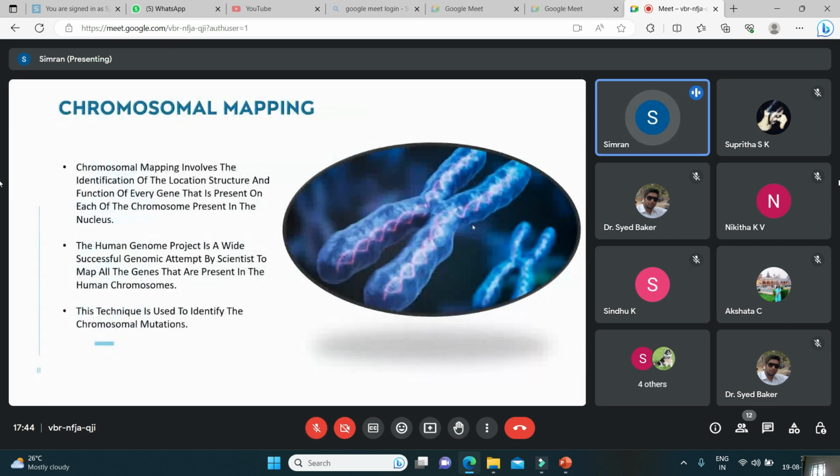Chromosomal mapping. Chromosomal mapping involves the identification of the location, structure, and function of every gene that is present on each of the chromosomes present in the nucleus. By using chromosomal mapping, the Human Genome Project is a widely successful genomic attempt by scientists to map all the genes that are present in the human chromosome. This technique is used to identify chromosomal mutations.